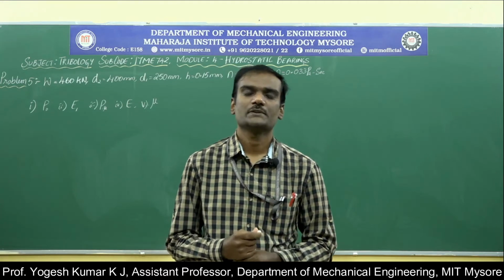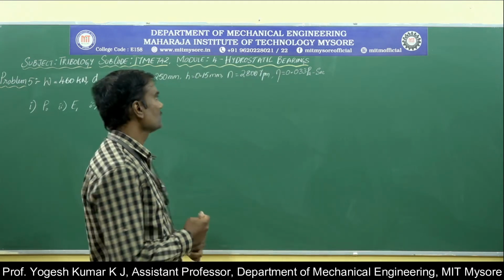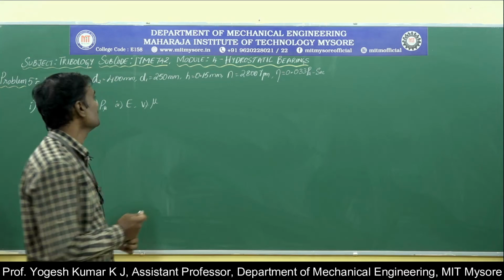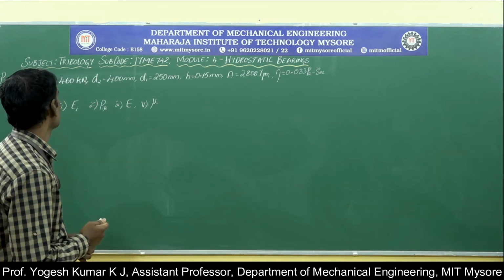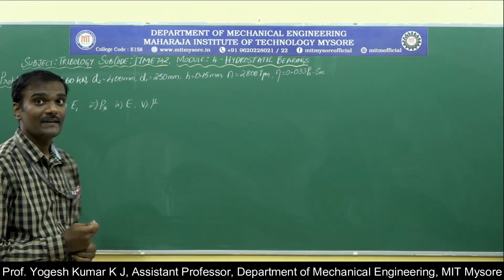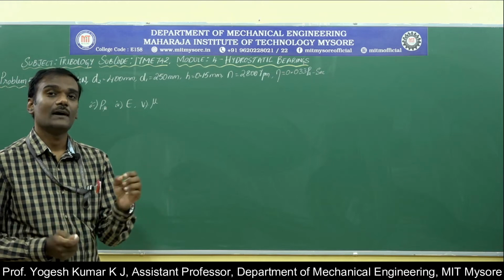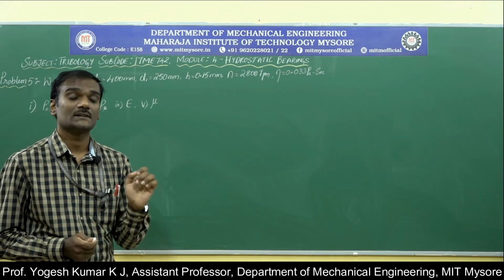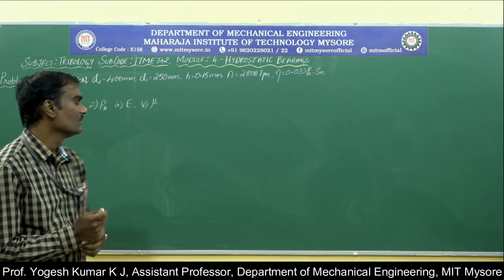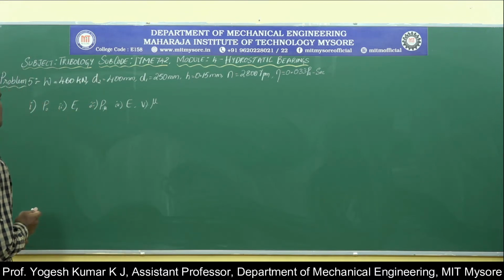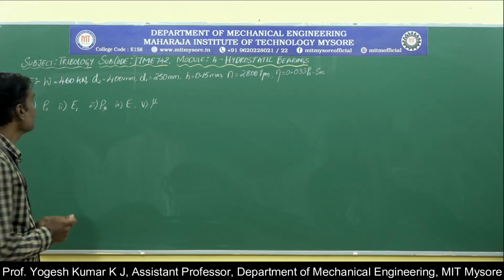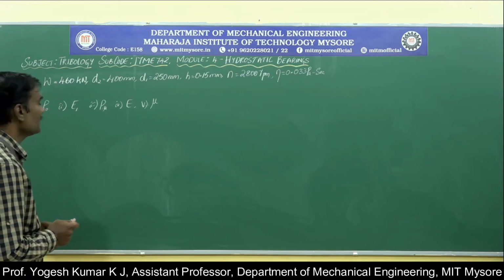Let us continue with the next problem. Okay, so we have a statement going like this. The following data refers to a hydrostatic thrust bearing. Very carefully listen. Hydrostatic thrust bearing. Load 460 kilonewton.